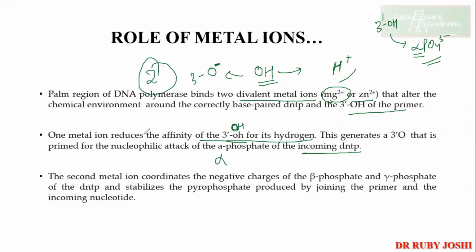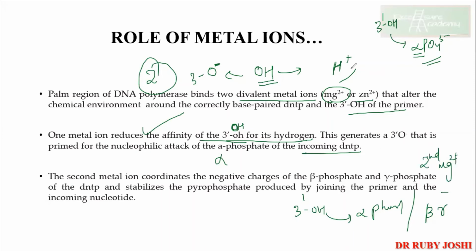So there are two which are required. One's job is to reduce the affinity of the 3-OH. And the second one is to coordinate the negative charge of the beta phosphate and the gamma phosphate of the dNTP, to stabilize the pyrophosphate, which is produced by joining the primer and the incoming nucleoside. See, this is why I'm saying all the lectures are important because they all are connected. So in the previous one, we talked about 3-OH attacking at the alpha phosphate. Okay. And the bond is being broken. So your beta and gamma need to be stable. They are also highly negative. So that needs to be stabilized. So this stabilization is done by the second metal ion, that is Mg2 plus.